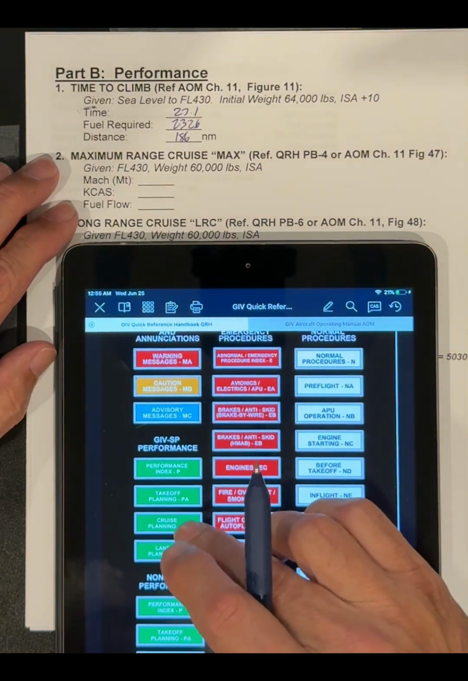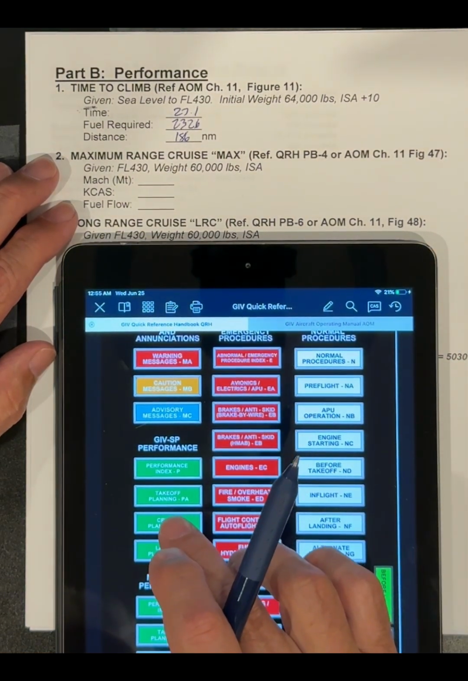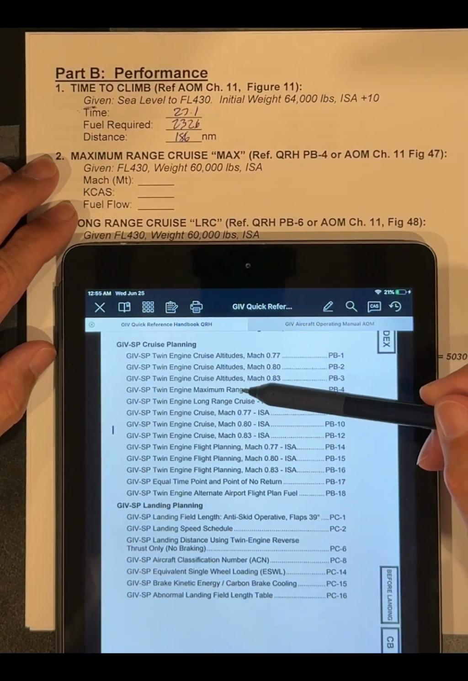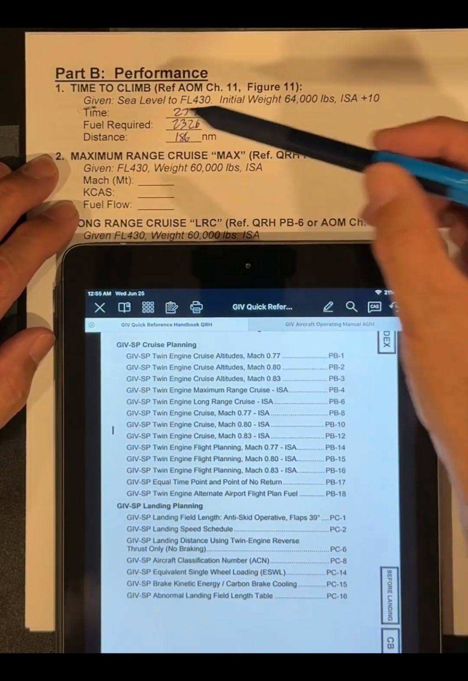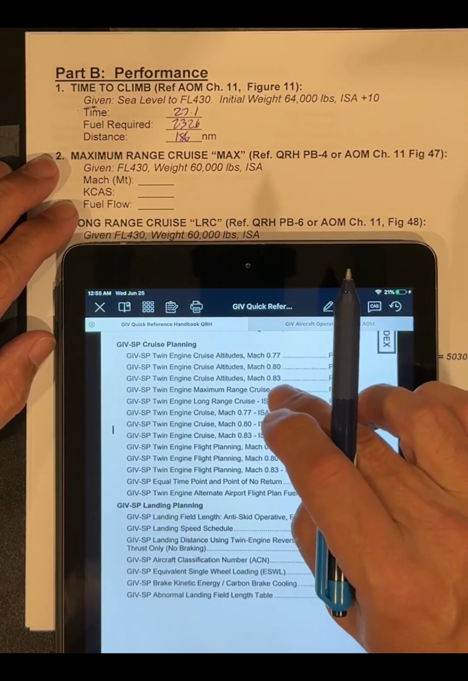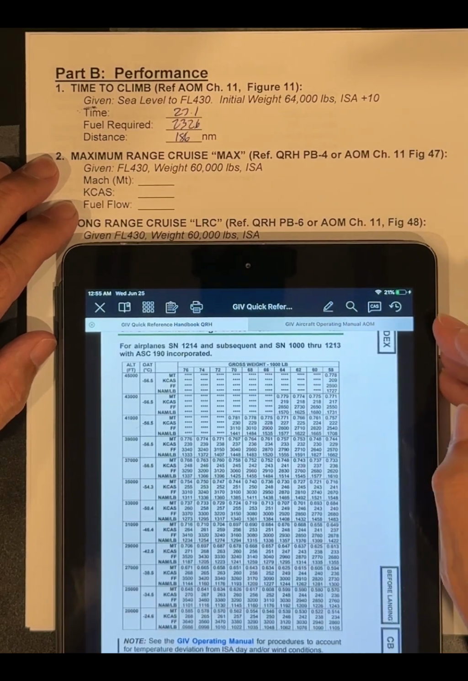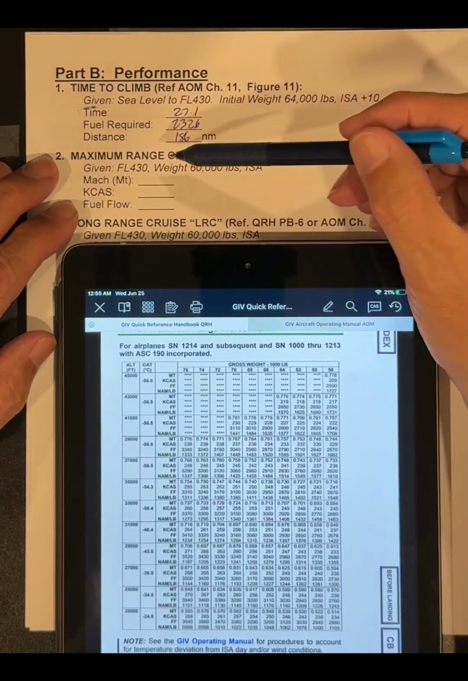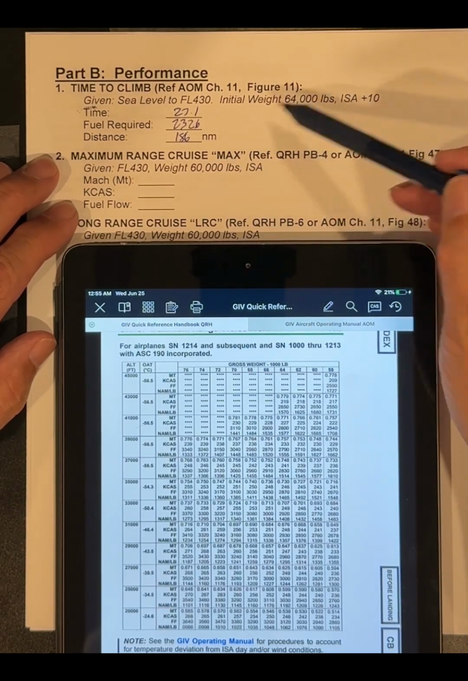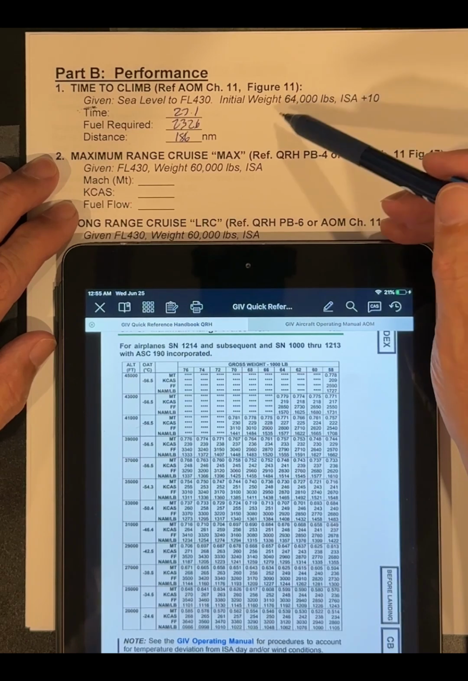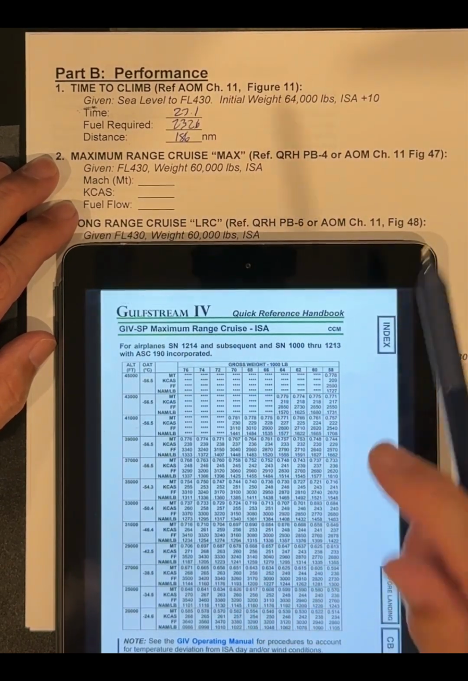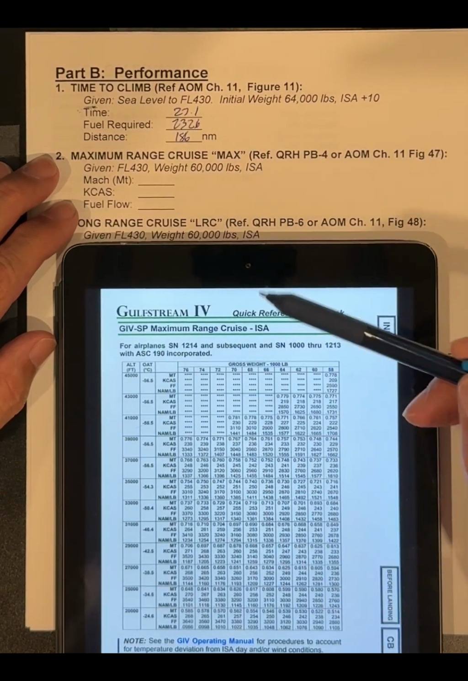Bring it back to the index, and we're still in cruise, right? So we're going to go to Papa Bravo. Papa Bravo, we've got twin engine maximum range cruise. So it's asking for maximum range cruise. There's only one thing you can click here, and that's ISA. So let's click it. There it is. So what's given? 43,000 feet is the flight level, 60,000 pounds, because let's say we used about 4,000 on the climb, and ISA.